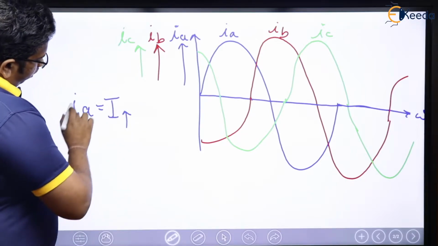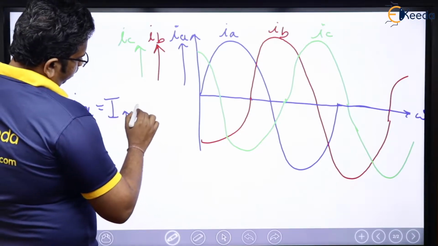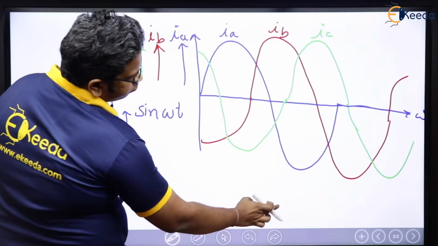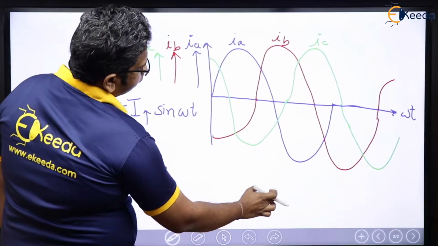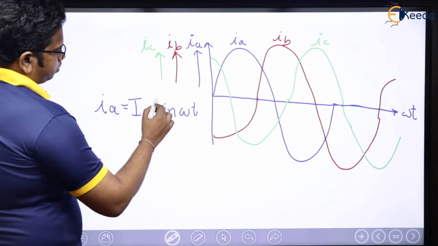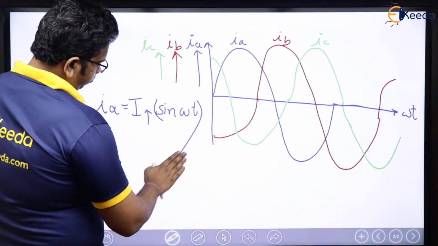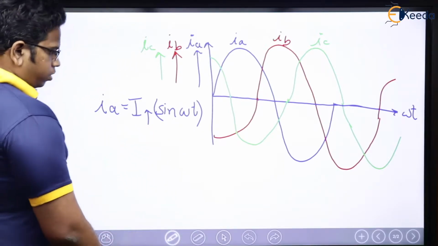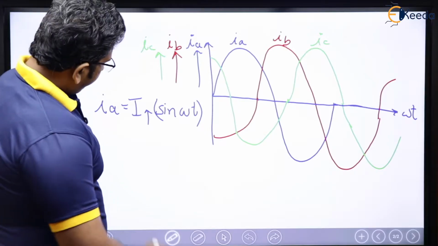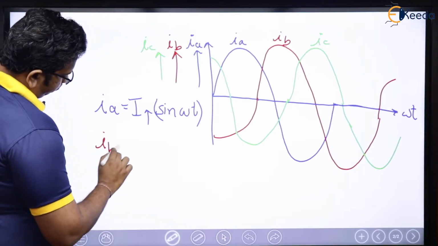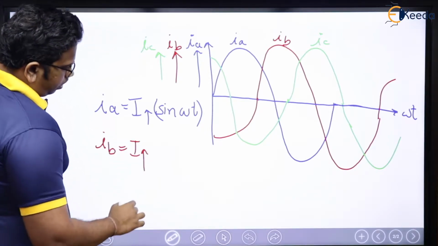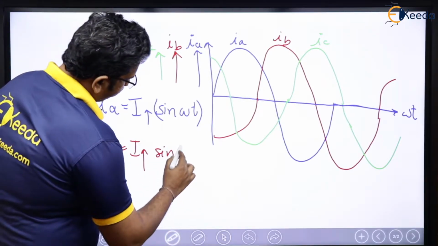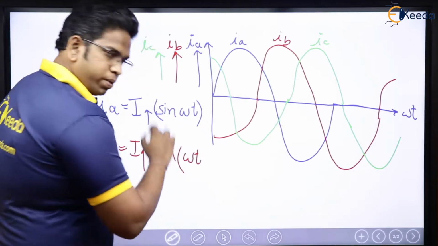Now for IA, what will I have? It is going to be I maximum sine of omega t. Omega t, right? It is going to be sine of omega t. Now, what about IB? IB will be I maximum into sine of omega t will be there.